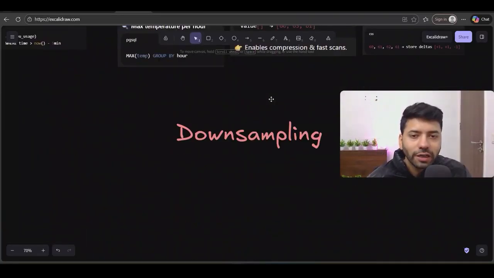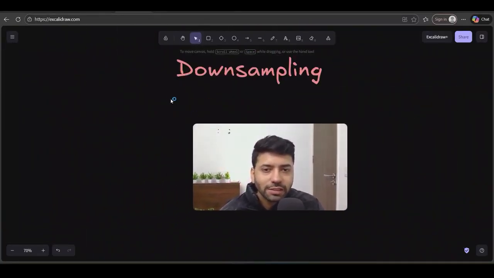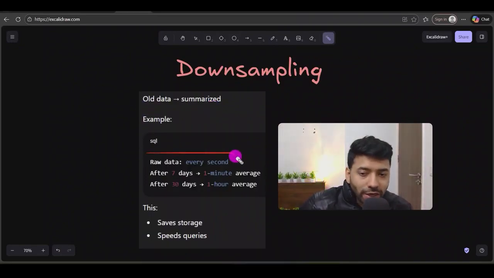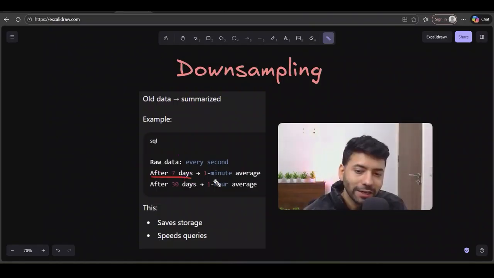Another key feature related to time series database is downsampling. Basically it will summarize the old data. For example, we get the raw data every second, and after 7 days it will form 1 minute average. After 30 days, it will form 1 hour average. Like this, there can be multiple downsampling that can be done, and this saves storage and speeds the query because you already have that information, so the queries will be fast.